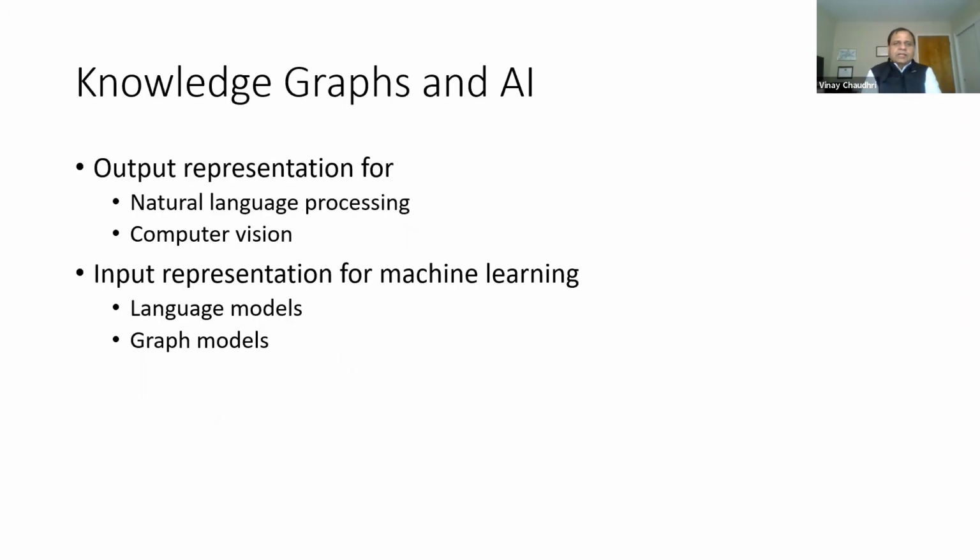So to summarize, the relationship between knowledge graphs and AI: the knowledge graphs are being used as output representation for both natural language processing and computer vision. And they are also being used as input to machine learning, wherever we have any domain knowledge or background knowledge which is available as a knowledge graph. The embedding approaches make it possible for us to input that knowledge into these numerical models so that machine learning can make better predictions.